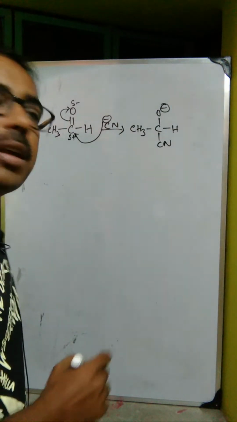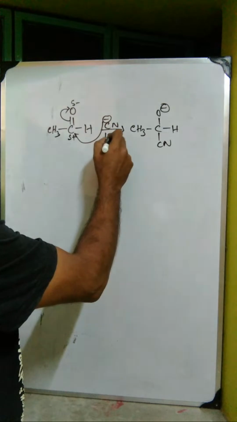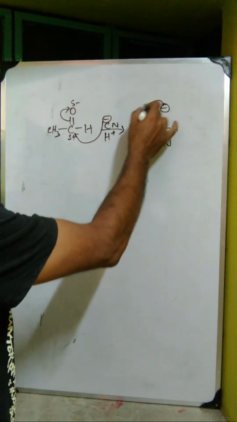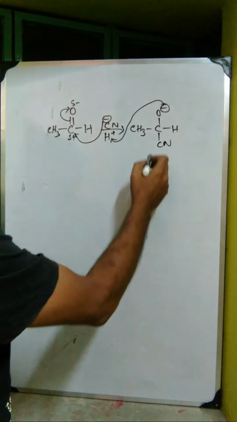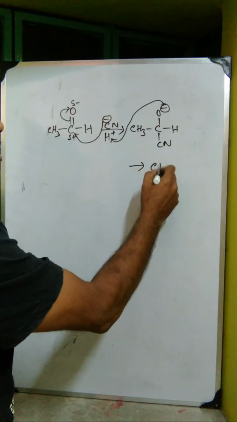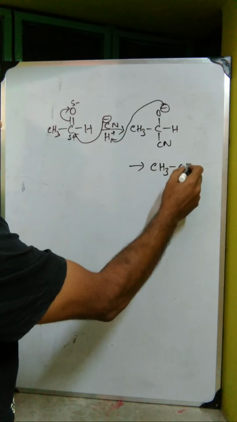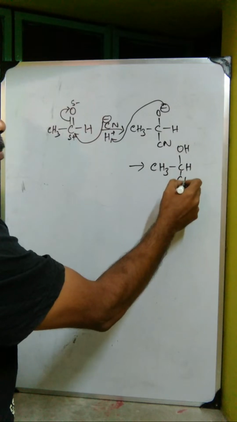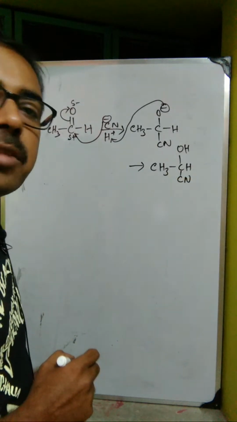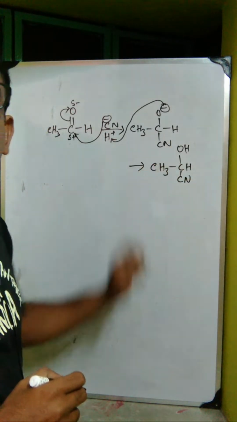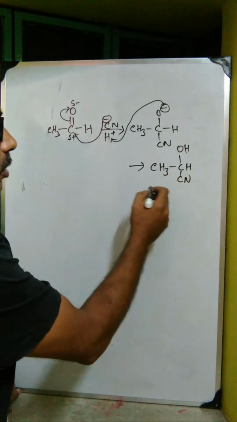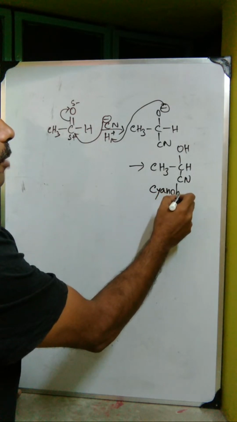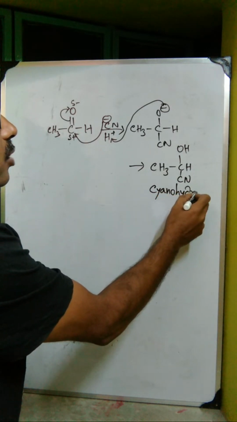Now this H plus, which is produced from the dissociation of HCN, will be abstracted by this O negative, and the final product is CH3, CH, here OH, and then CN. This type of compound, where an OH and a CN are bonded to the same carbon, is called a cyanohydrin.